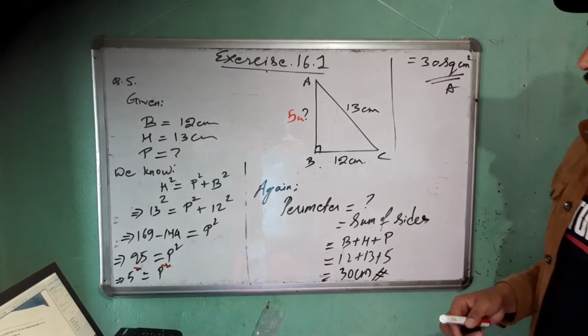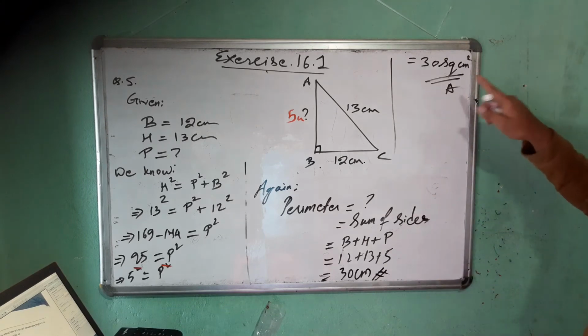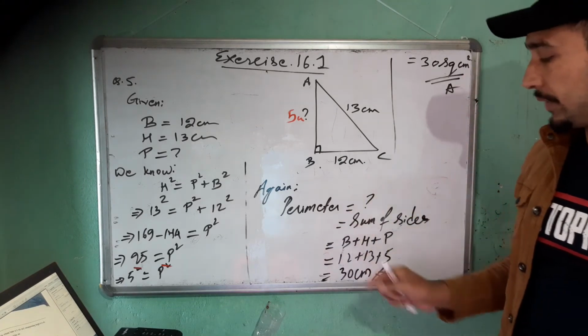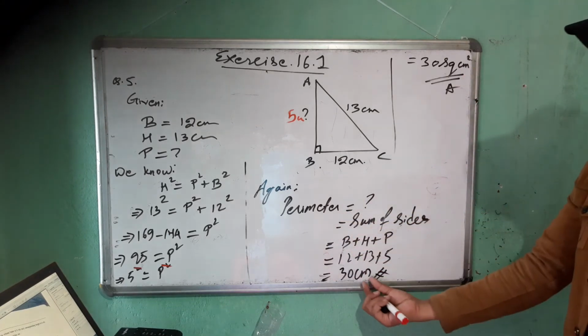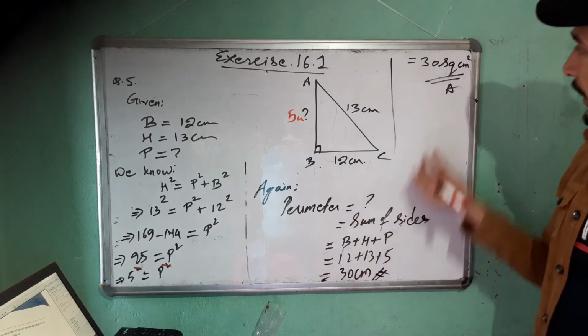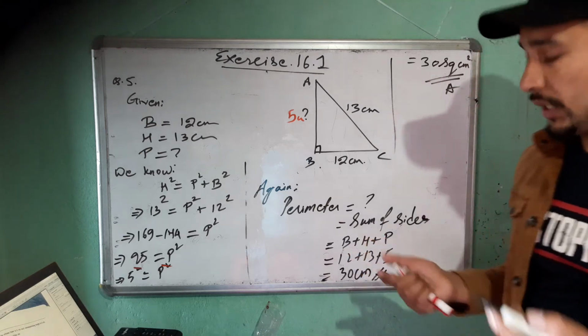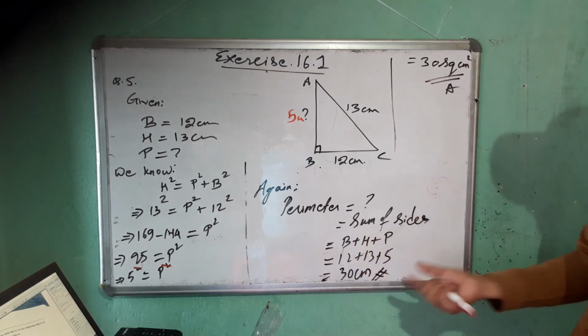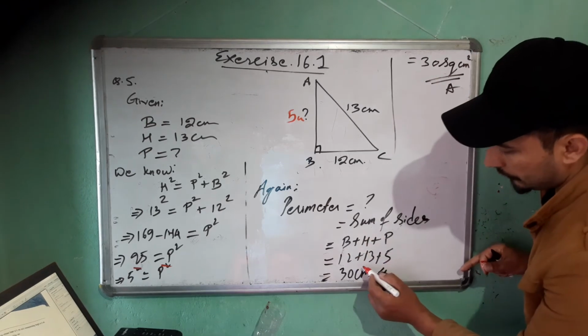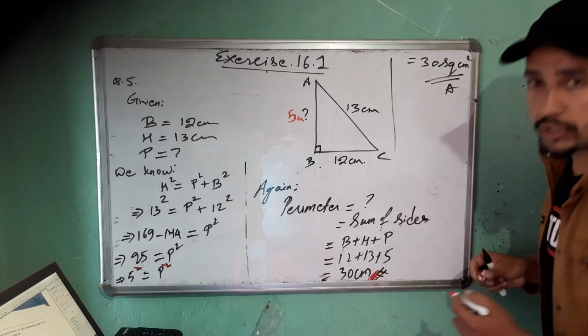So there is a difference between the unit of area and the unit of perimeter. The unit of perimeter is centimeter only in this case, and area is square centimeter, and volume will be cubic centimeter. So these units are very, very important. You should write the units properly.